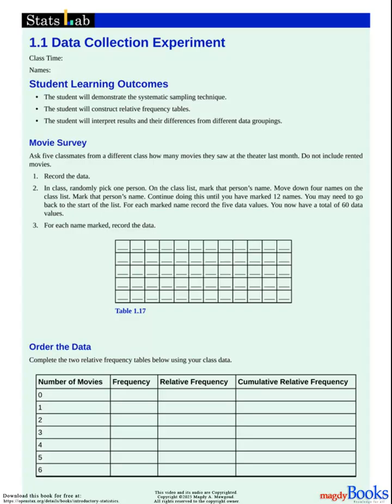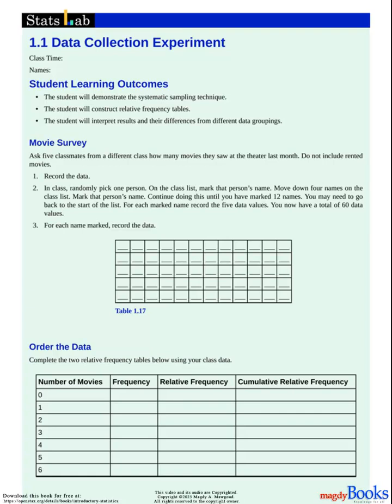1. The student will demonstrate the systematic sampling technique. 2. The student will construct relative frequency tables. 3. The student will interpret results and their differences from different data groupings.